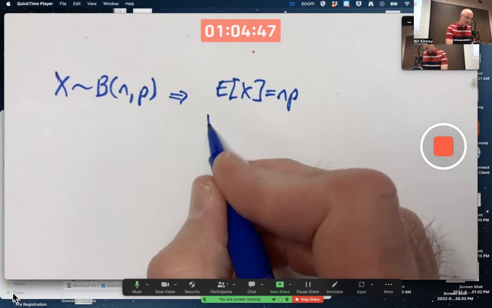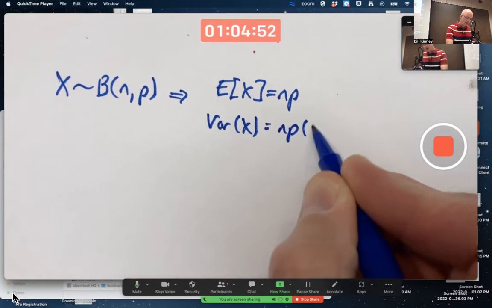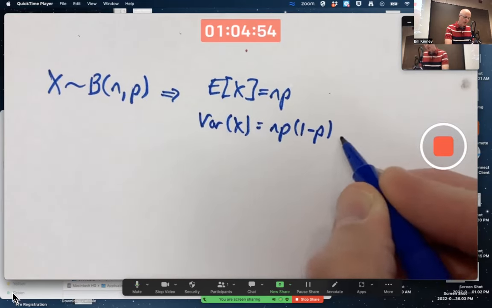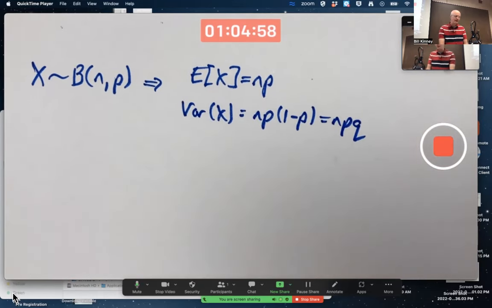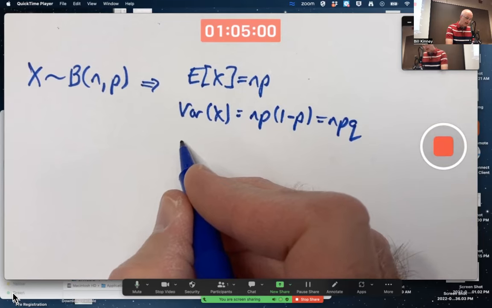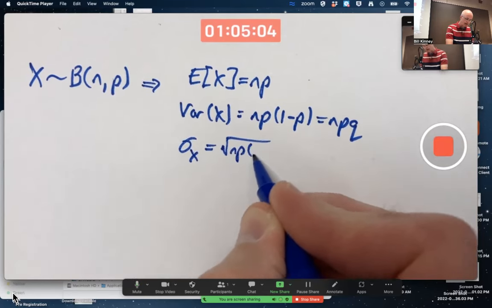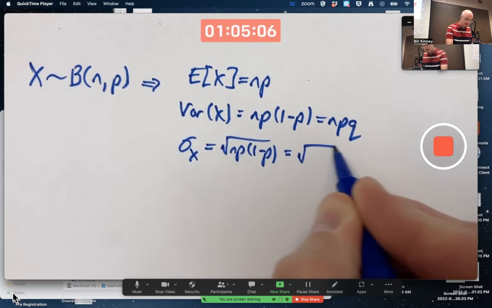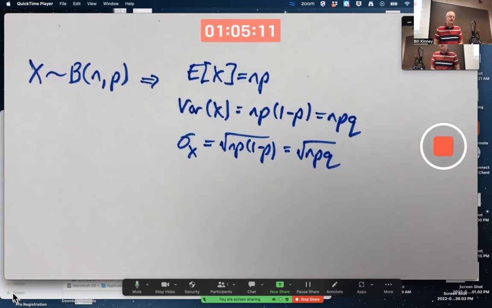The variance turns out to equal, it's a little less intuitive, n times p times 1 minus p, or n times p times q if you define q to be 1 minus p. And that also means the standard deviation is the square root of that. Again, where q is defined to be 1 minus p. p is the probability of success. q would be the probability of failure.